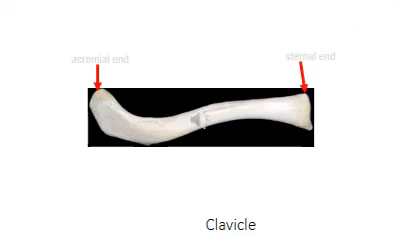The clavicle is the collarbone. It has a quadrangular medial end, which is called the sternal end, and a flattened lateral end, which is called the acromial end, and in between we have the shaft.